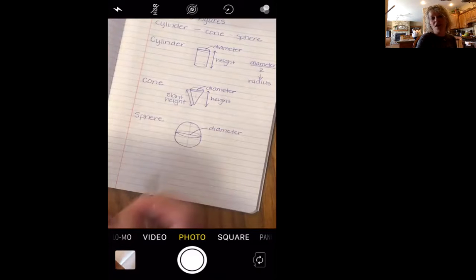So there you have it. Our 3 3D figures that we are going to use when we create our piñata. So be looking ahead to our next assignment, which will be making a sketch of our piñata plan, complete with these 3D figures that we're going to use.